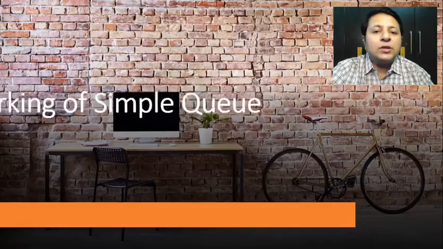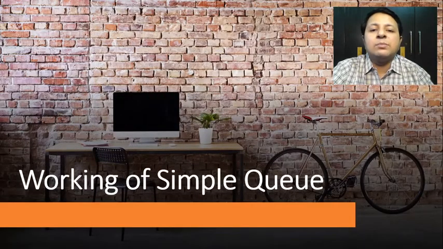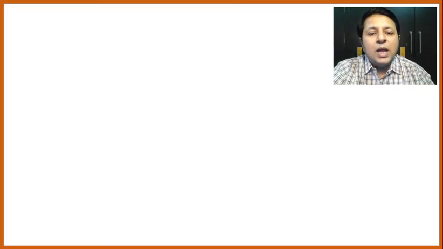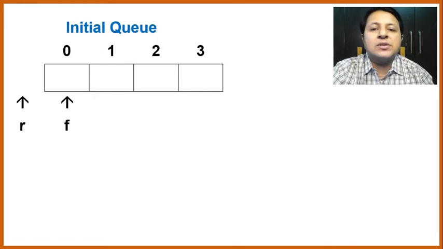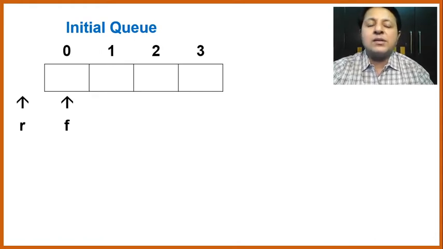So we would start with the working of simple queue. To start with, let us have an initial queue. Maybe I'm taking an initial queue with size max equal to 4. So this is how it looks like. All of us know that F is initialized to 0 and R is initialized to -1.